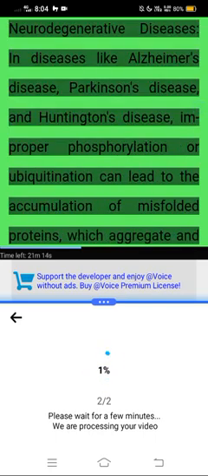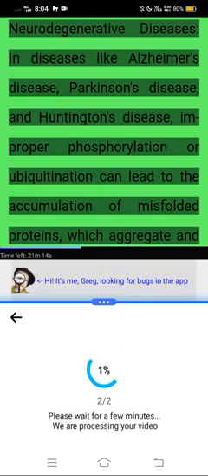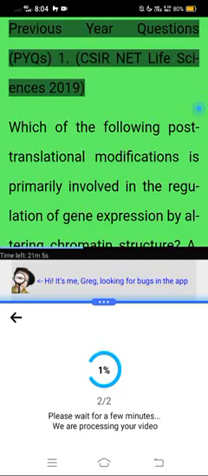Neurodegenerative diseases. In diseases like Alzheimer's disease, Parkinson's disease, and Huntington's disease, improper phosphorylation or ubiquitination can lead to the accumulation of misfolded proteins, which aggregate and damage neurons. Previous year questions, PYQs.